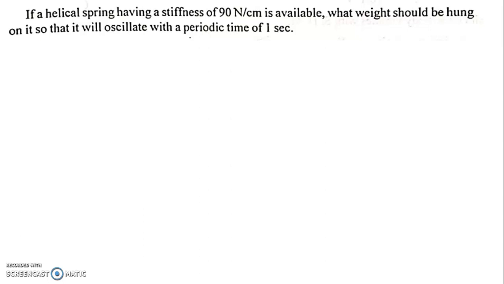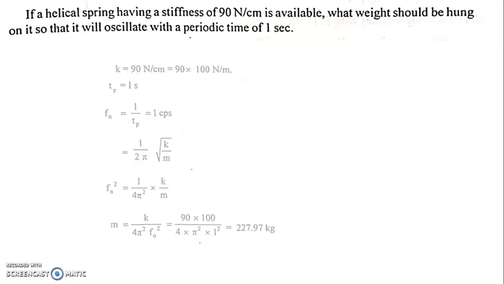Here they have given the time period is 1 second. So we will be normally using frequency. So we have to convert time period into frequency. To convert the time period into frequency, 1 by time period will give us the frequency. As the time period is 1, 1 by 1 its value will be again 1. So frequency is also 1. So here is a given data. K is equal to 90 Newton per centimeter. We will be converting into meter by multiplying with 100.